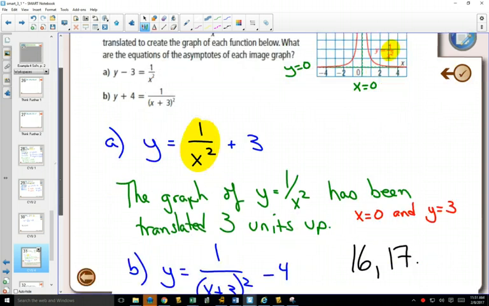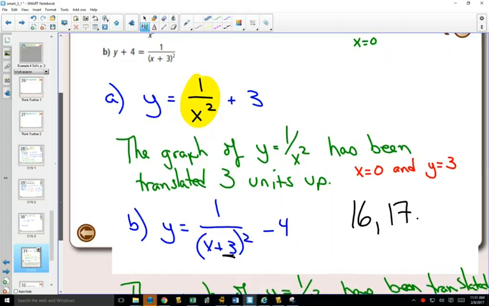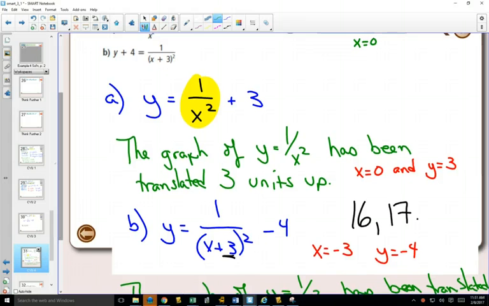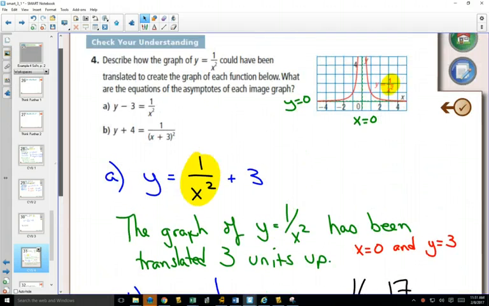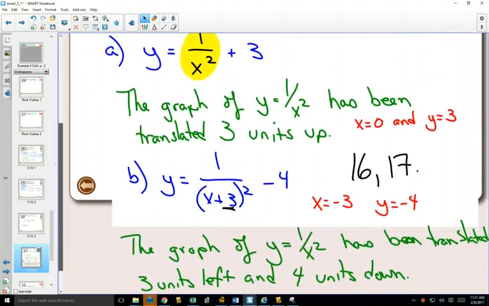In the second one, where we are moving 3 to the left and 4 down, well, now our asymptote that was at x equals 0 when it's moved 3 to the left will be at x equals -3. And the one that was at 0 when you move 4 down will be at y equals -4. So questions 16 and 17, we didn't have to do domain and range, which was nice.